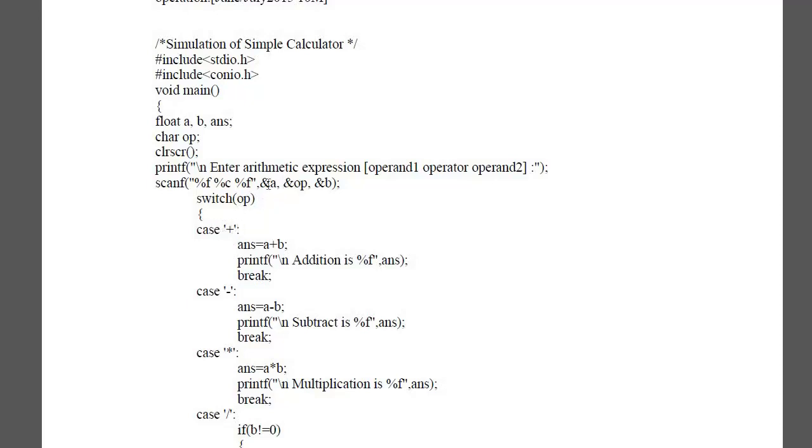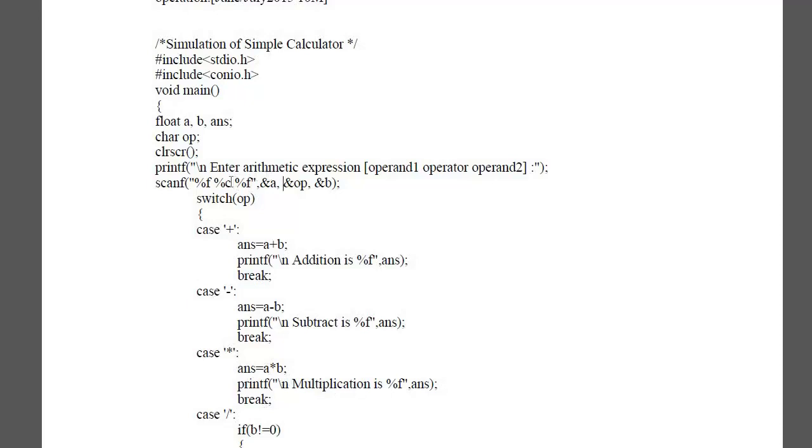Assume that I pressed 10 plus 5. Plus we are passing. Yes, it matches with plus. That means answer equals 10 plus 5, 15. Addition is 15. Break takes place. If I enter 10 minus B, minus we pass. Minus matches with plus, no. Minus matches with minus, yes. Subtraction takes place, that one we print. Break takes place. If you enter 10 into B, into matches with this, no, no, yes. Then multiplication, we print that one and we exit.